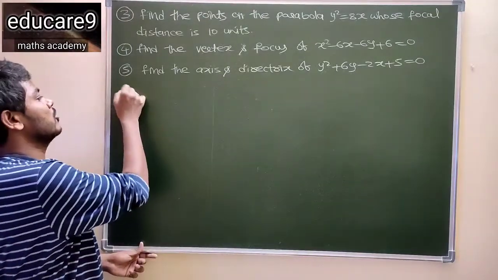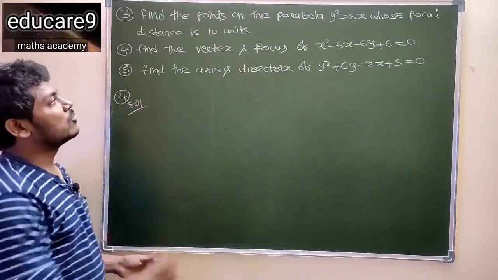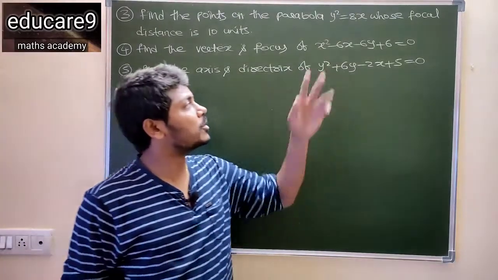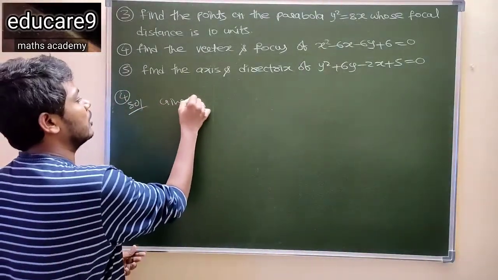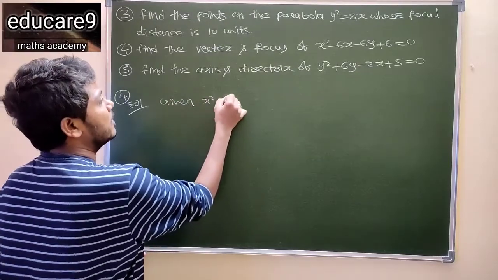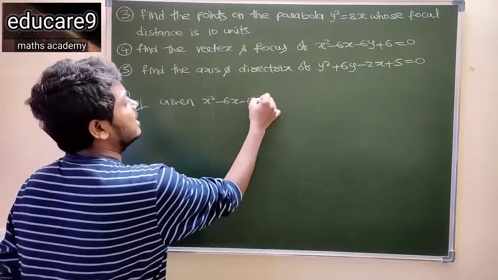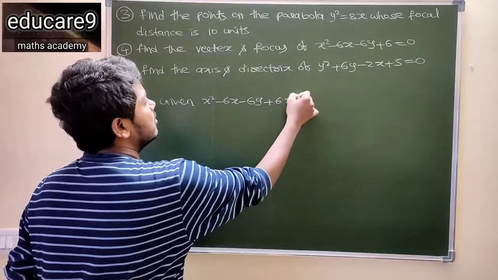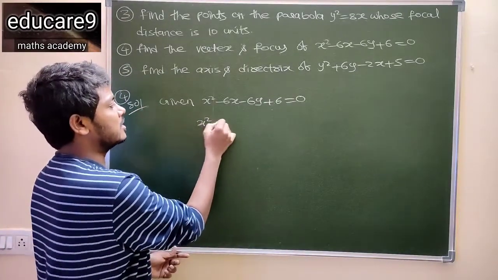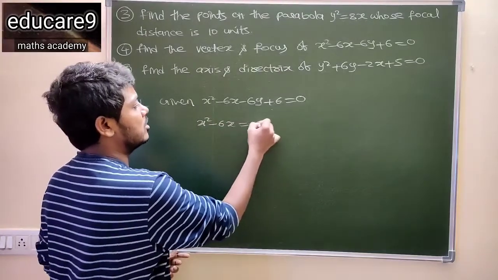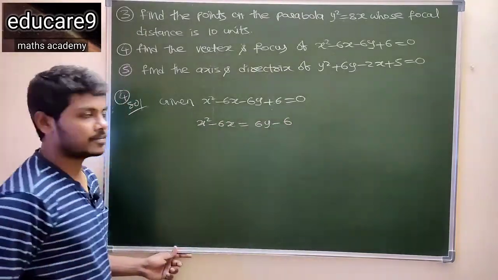So see the question number 4. Find the vertex and focus of the parabola. See here, given parabola x square minus 6x minus 6y plus 6 equals to 0. So this can be written as x square minus 6x is equal to 6y minus 6.